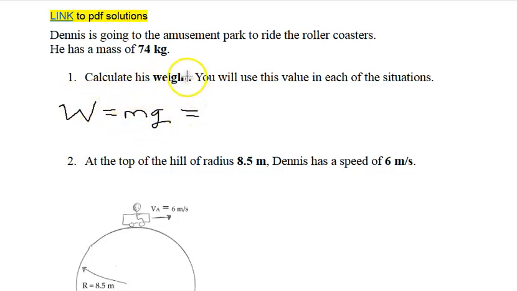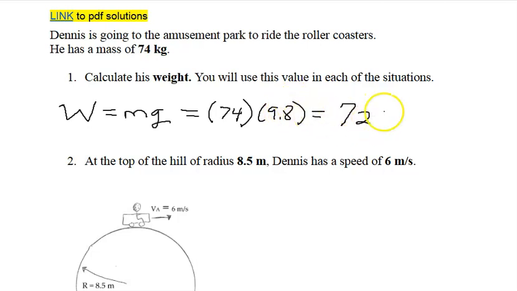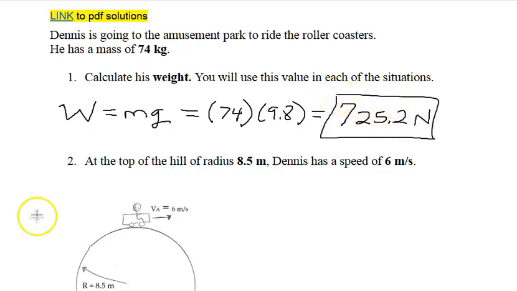So his weight, his true weight, is the old school formula, W equals mg, so 74 times 9.8. Means the Earth is pulling him towards the Earth at about 725.2 newtons. All right, so we're going to use that over and over again in each question.